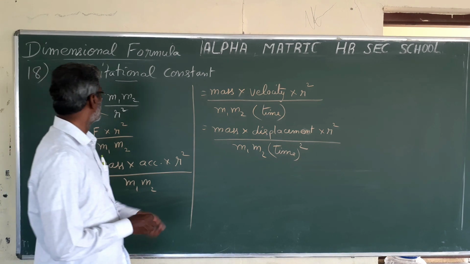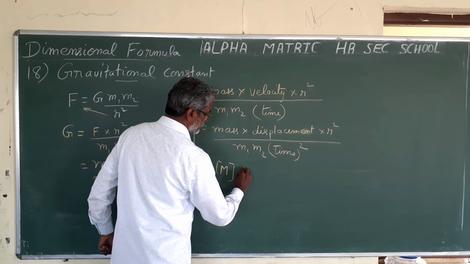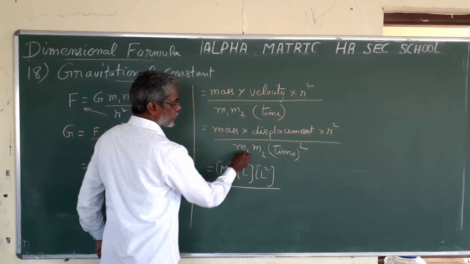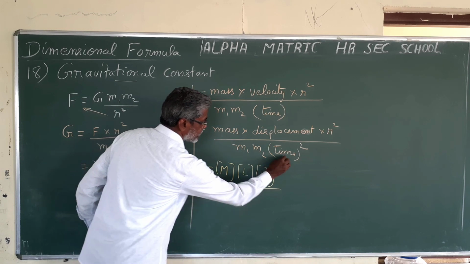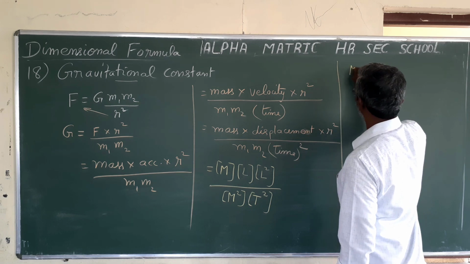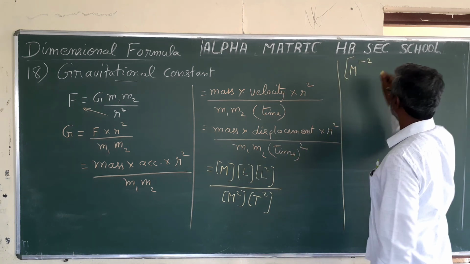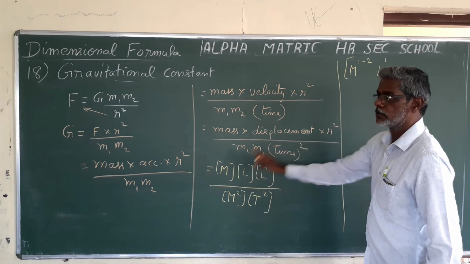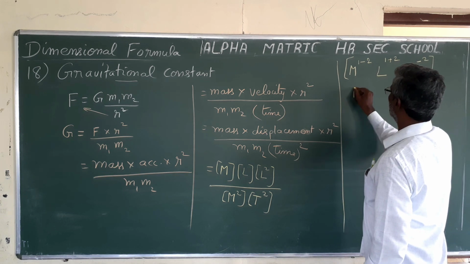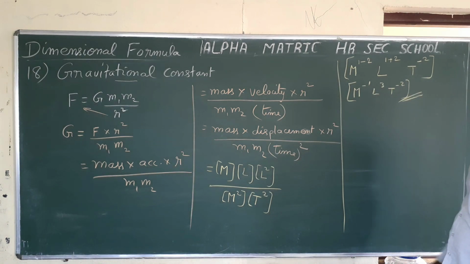Now we will write the dimensional formula for this. M for mass, L for displacement, and the radius is length, so L square. For M1 M2, M square, and T square. Now for M, the power is 1 and 2, so 1 minus 2. For L, the power is 1 plus 2, so L cube. Then T^-2. So M^-1 L^3 T^-2. This is the dimensional formula for the gravitational constant.